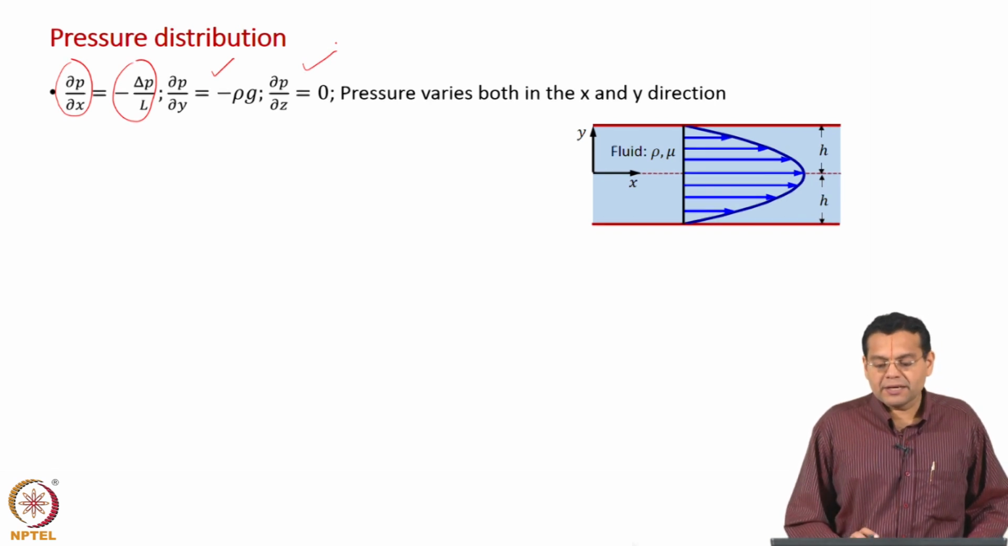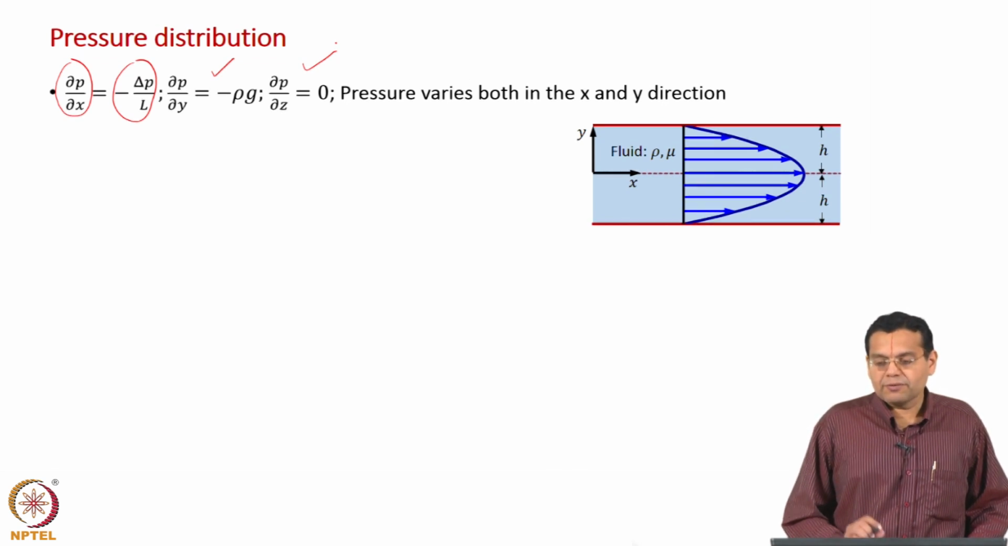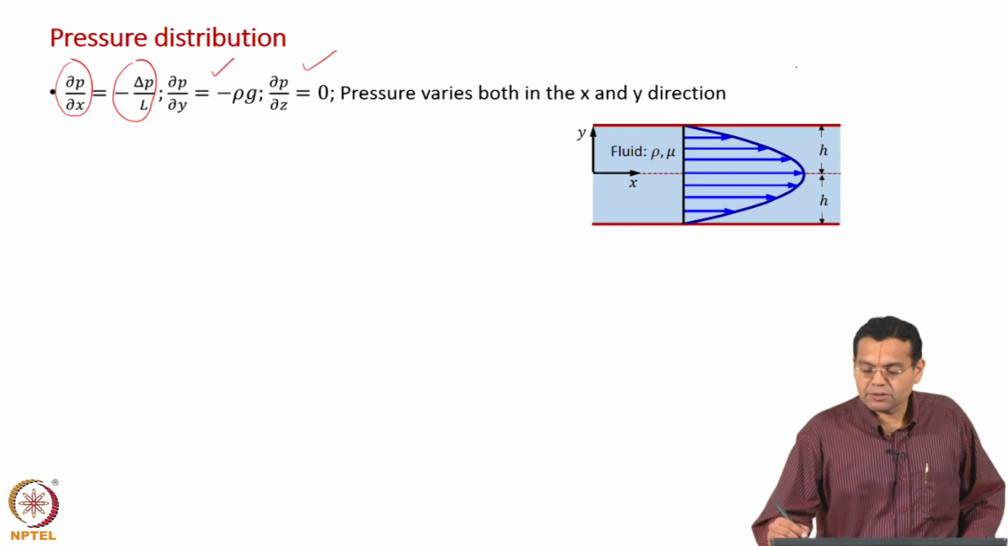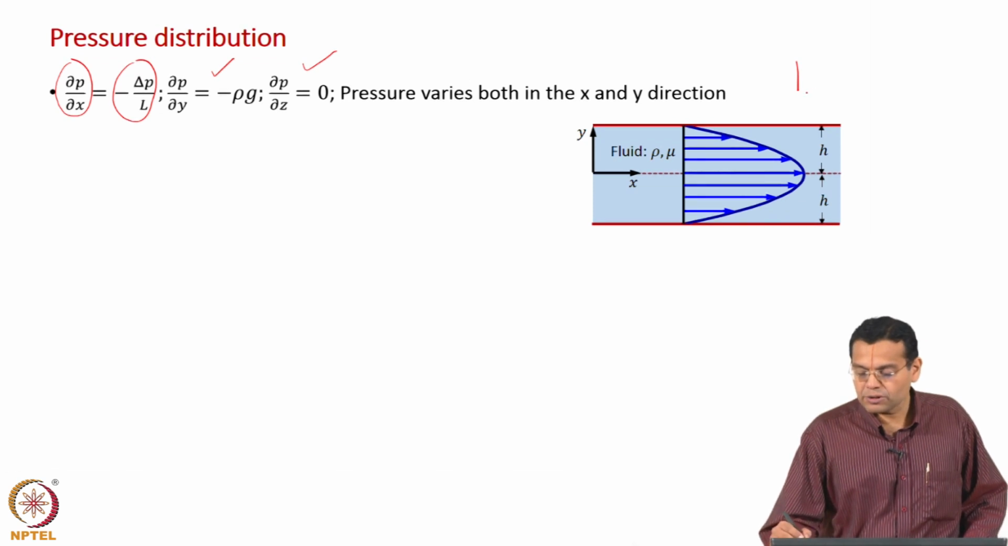Of course, pressure varies both in the x and y direction. Remember, in the last case, for the planar Couette flow, pressure variation was only in the y direction, there was no pressure variation along the x direction. In this case, pressure varies both along the x direction and the y direction.